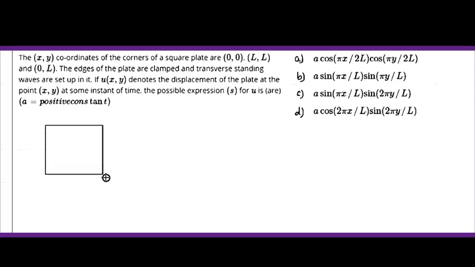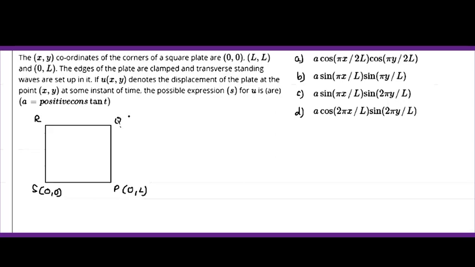The situation is like this. These are the corners of the square. Let's say this is our P, this is our Q, this is our R, and this is our S. So the coordinates would be 0, 0 here, 0, L here, and L, L here, and here it would be L, 0, because it is lying on the x-axis.